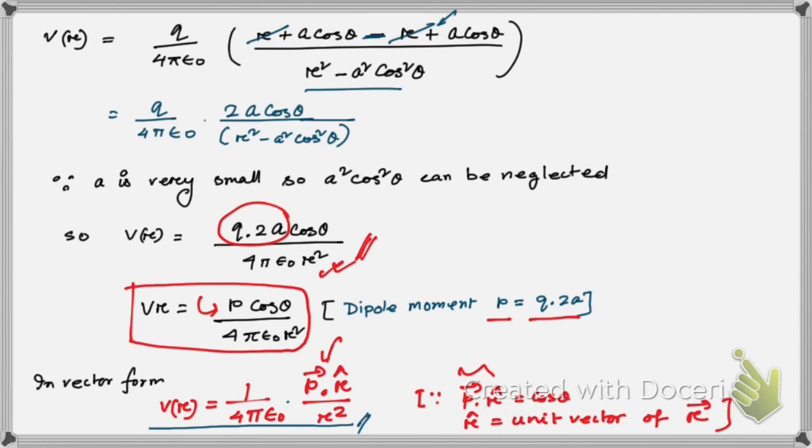Let me write it correctly. Okay, that should be P R cos theta, and here as the R cap is a unit vector, its magnitude will be 1, so that's why it's going to be P cos theta, as we have here, right? So hope you have understood this. So this is the vector form. So now let's go to the next question.